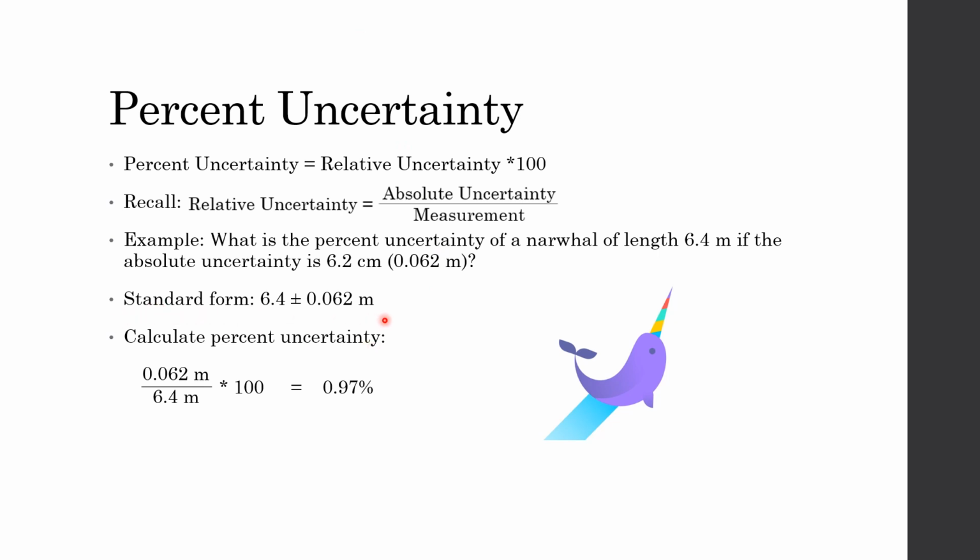So if we wanted to calculate the percent uncertainty, we know that the percent uncertainty is the relative uncertainty times 100, or the absolute uncertainty divided by the measurement times 100. So our absolute uncertainty is 0.062 meters divided by our measurement, that's 6.4 meters. We multiply that by 100, and we get that the percent uncertainty is 0.97%.